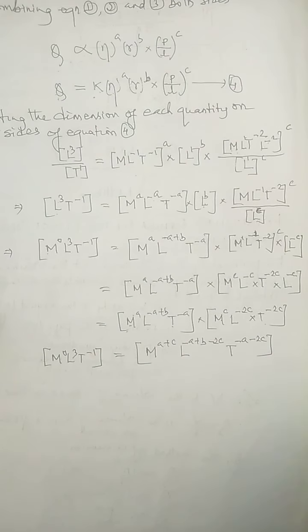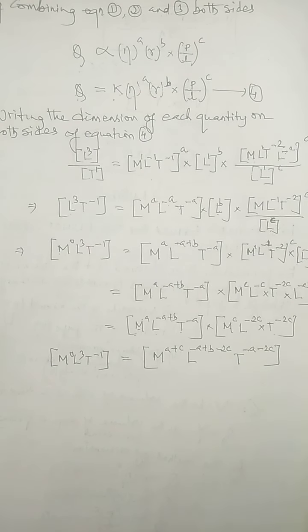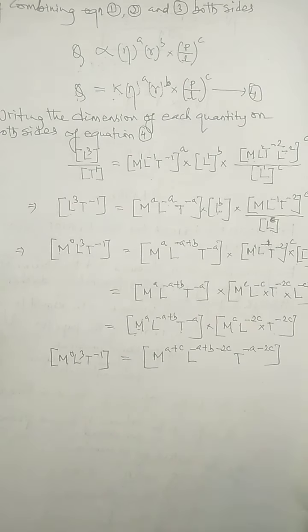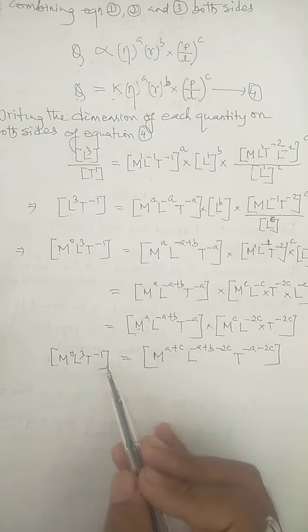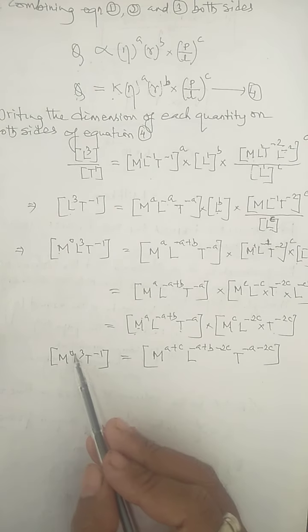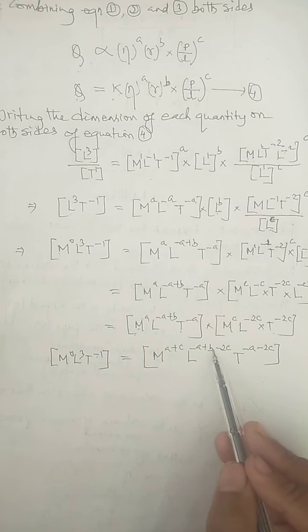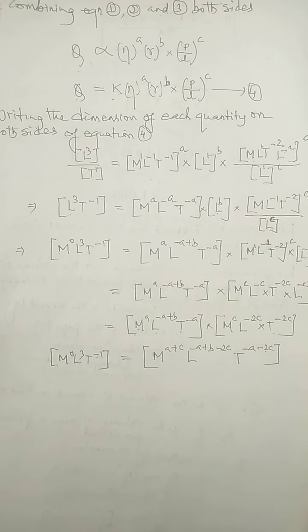Now we have done this much. Now children, you know that there is a principle called the principle of homogeneity of dimensions. The principle of homogeneity of dimensions says that if the dimension of the left hand side and the right hand side is the same, it means the dimension of each term on the left hand side and right hand side must be the same. And these are all the dimensions on the left hand side and these are all the dimensions on the right hand side. So according to the principle of homogeneity of dimensions, these two dimensions are equal.